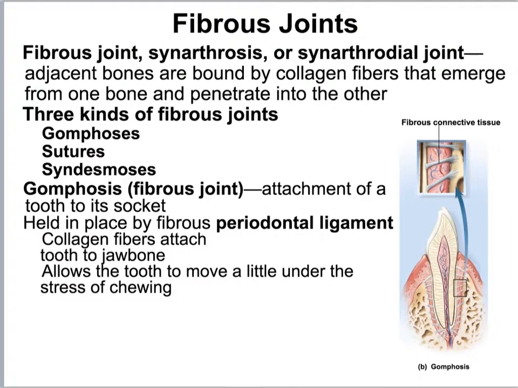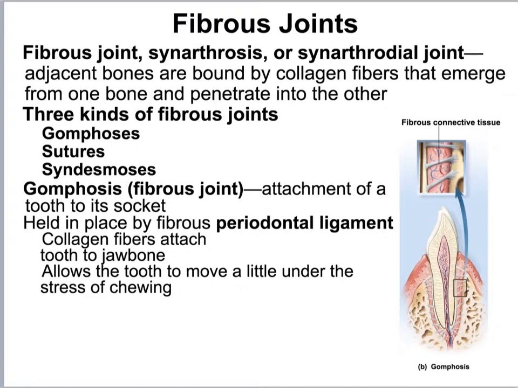Fibrous joints, or synarthroses, or synarthrodial joints. This is where you have two bones, or a bone and a bone-like structure, bound together with dense connective fibrous tissue. There are three types of fibrous joints: Gomphoses, Sutures, and Syndesmoses.